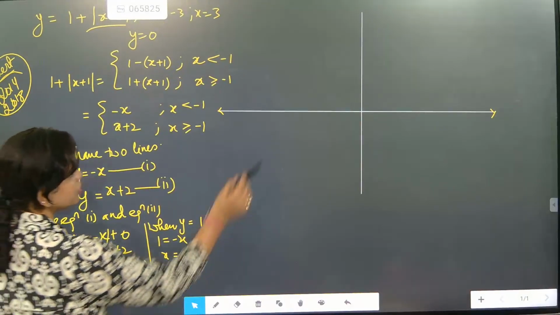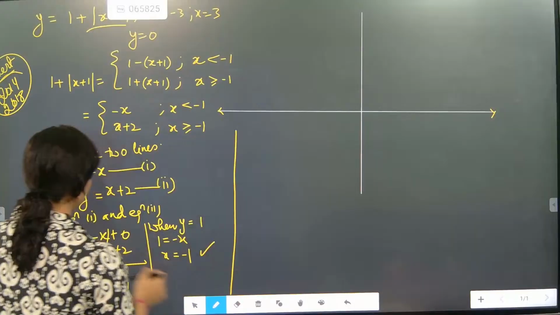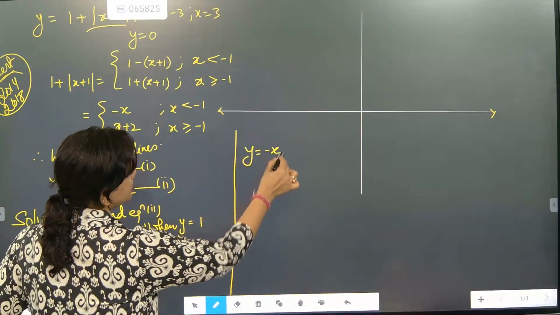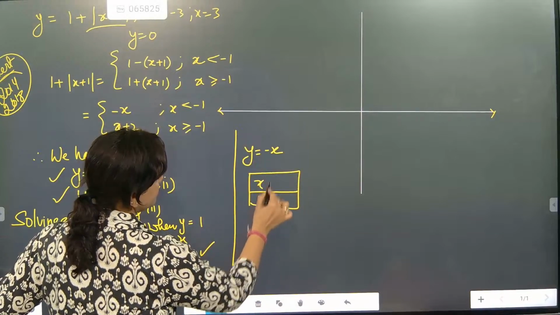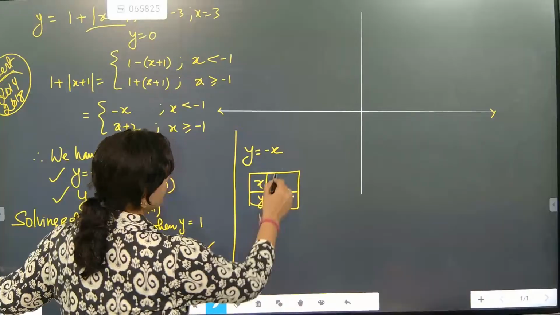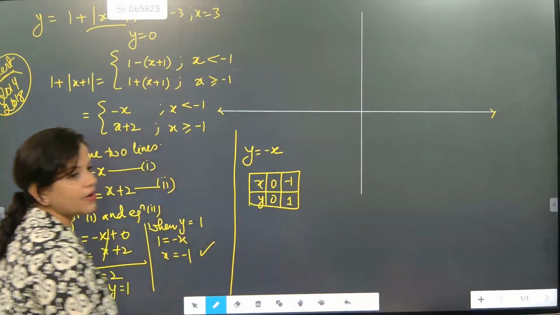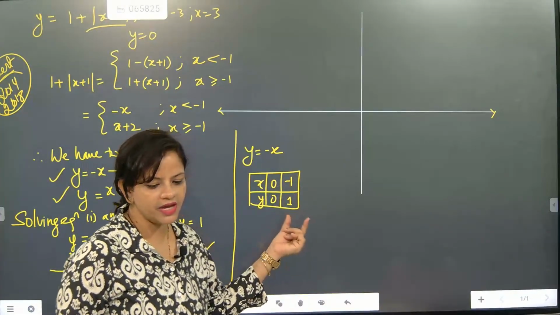So I'm going to draw that here, but important information I'm going to write here. So one equation of line is y is equal to minus x. Make the box of x and y. When x is equal to 0, y is also coming as 0. When x is equal to minus 1, y is equal to 1. So definitely when one is coming as minus, the other will be coming as plus.